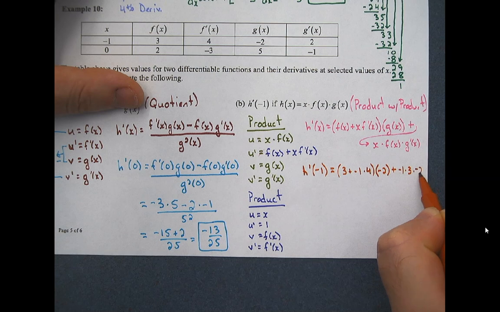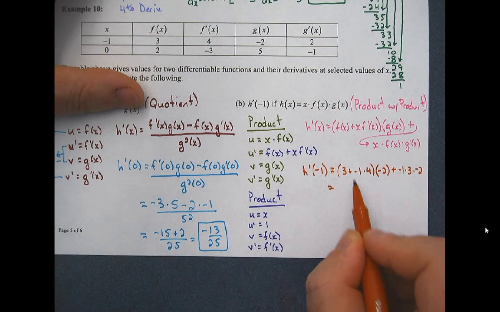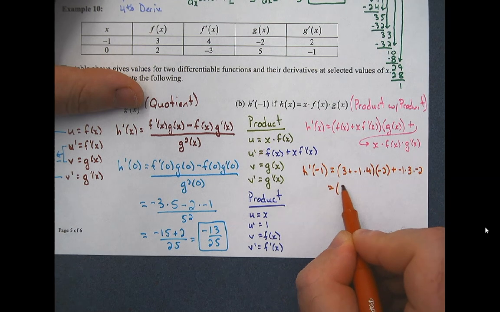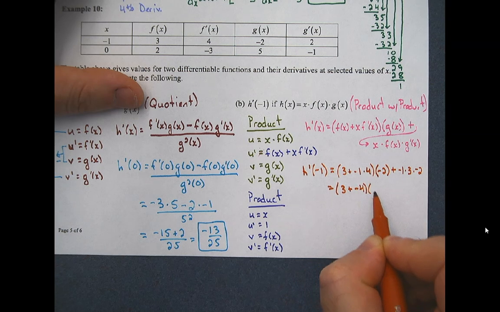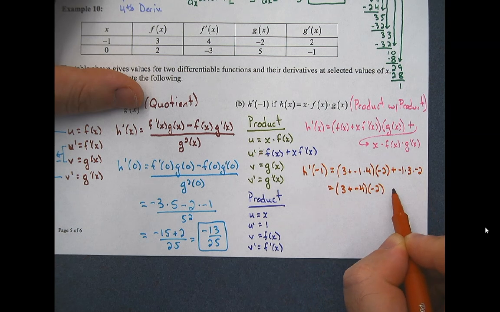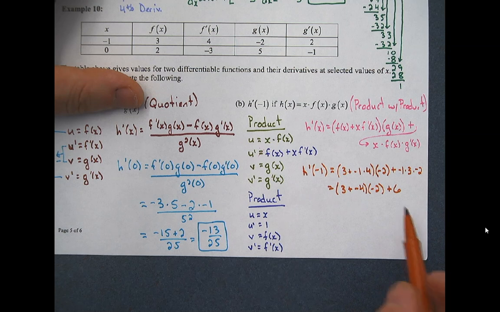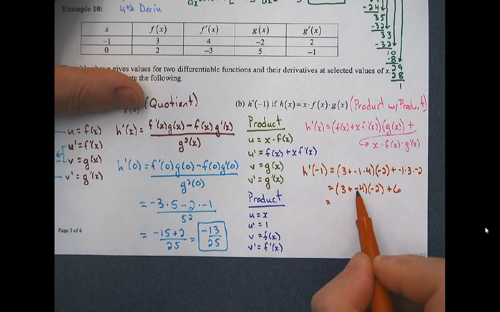And let's see how this works. Okay, so this is going to end up being 3 plus -4 times -2 plus 6. I screwed this up. That's -1. Dang it, where did I screw this up?